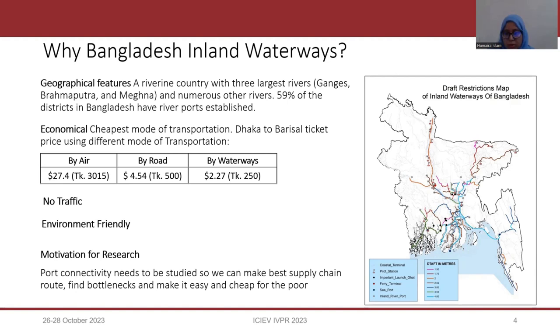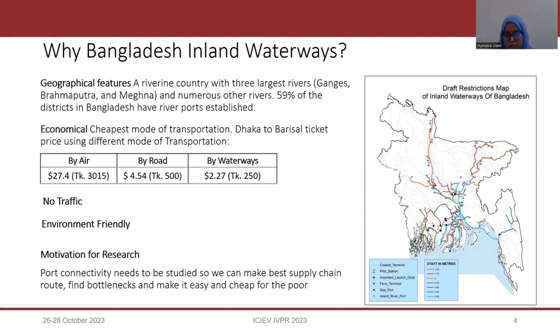For instance, the ticket price from Dhaka to Barishal by air is $27.04. By road it is $4.54, and by waterway it is cheaper, which is $2.27. In the figure shown, where ports exist, most ports are clustered around the center region, showing lack of connectivity through waterways and inefficient use of it.